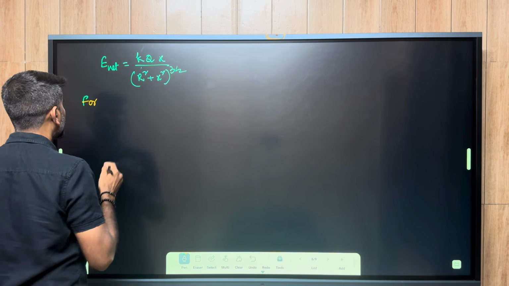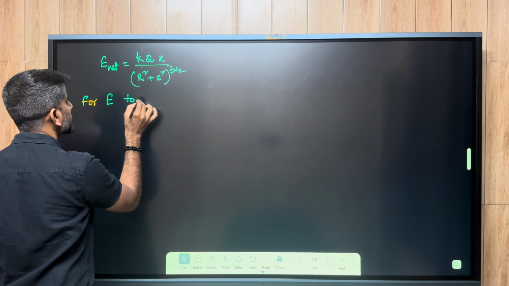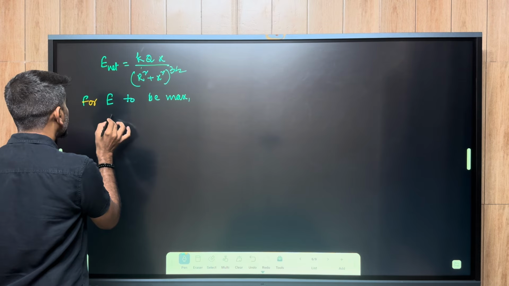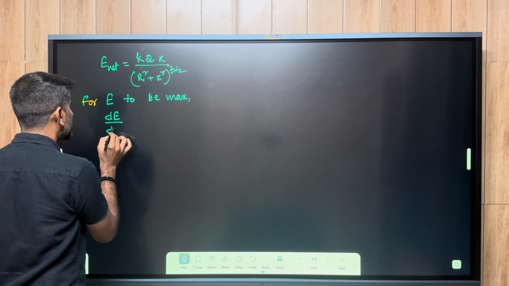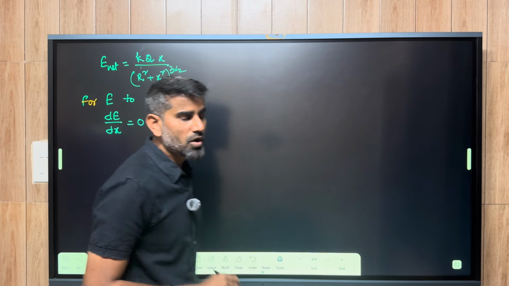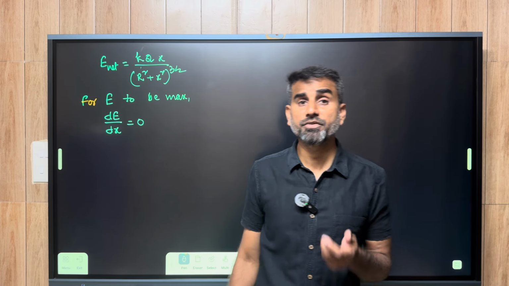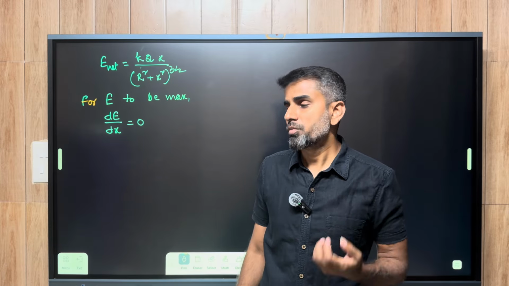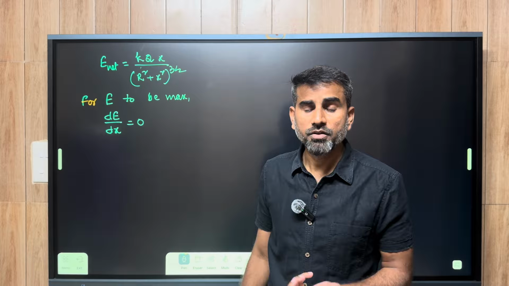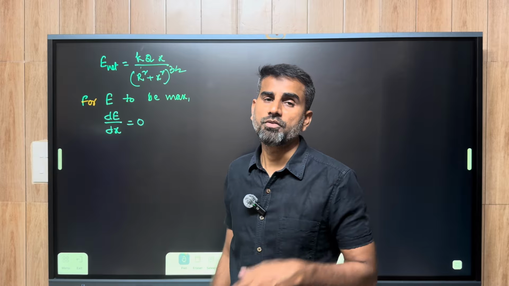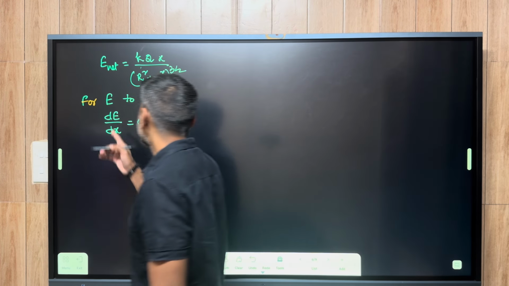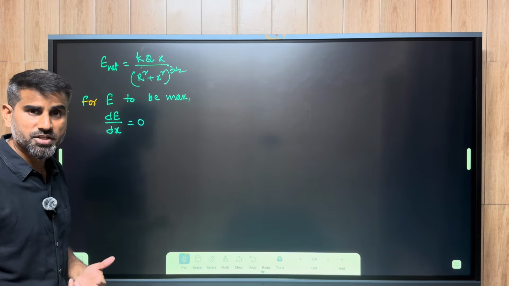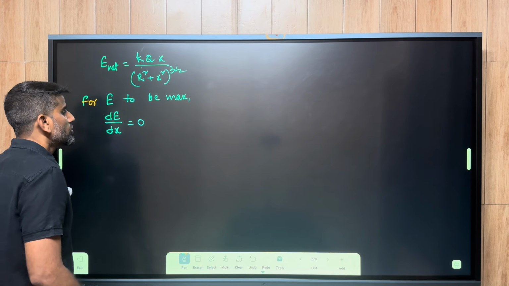For E to be maximum, the differentiation of electric field with respect to x must be 0. Why are we differentiating with respect to x, not with respect to capital R or any other term? Because we are measuring the electric field with respect to the position only, the distance from the ring. Right, dE by dx is equal to 0.